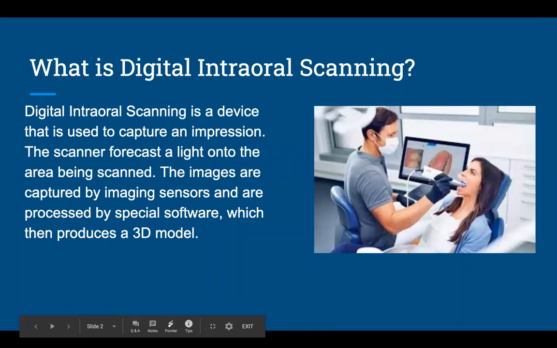Okay, so you're probably wondering what is digital intraoral scanning. It's a new device used in dentistry, and it's used to capture impressions. So rather than the traditional trays and alginate, now we have this. You use this little wand and it projects a light onto the area or tooth being scanned, and then it is captured by imaging sensors, processed into the computer by a special software, and it actually produces a 3D model.